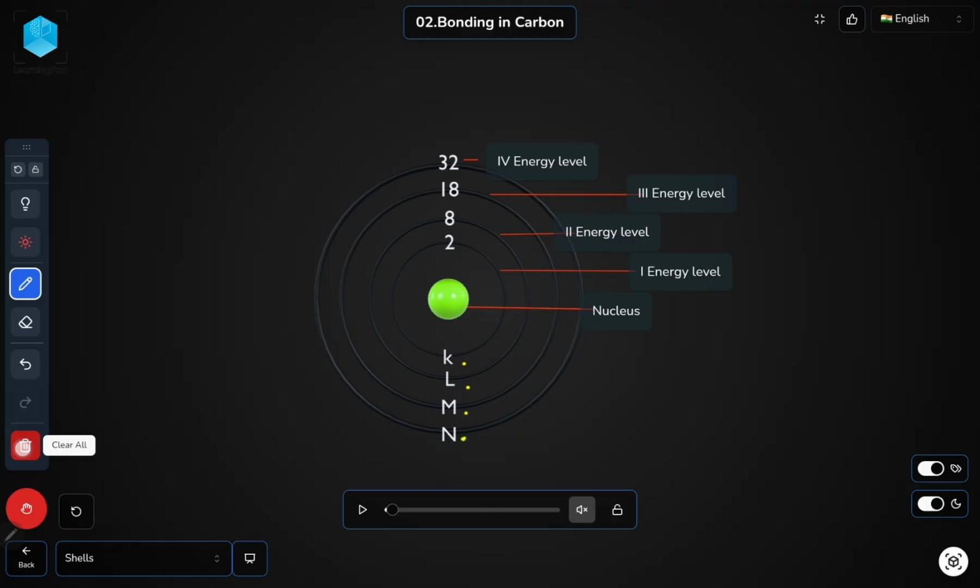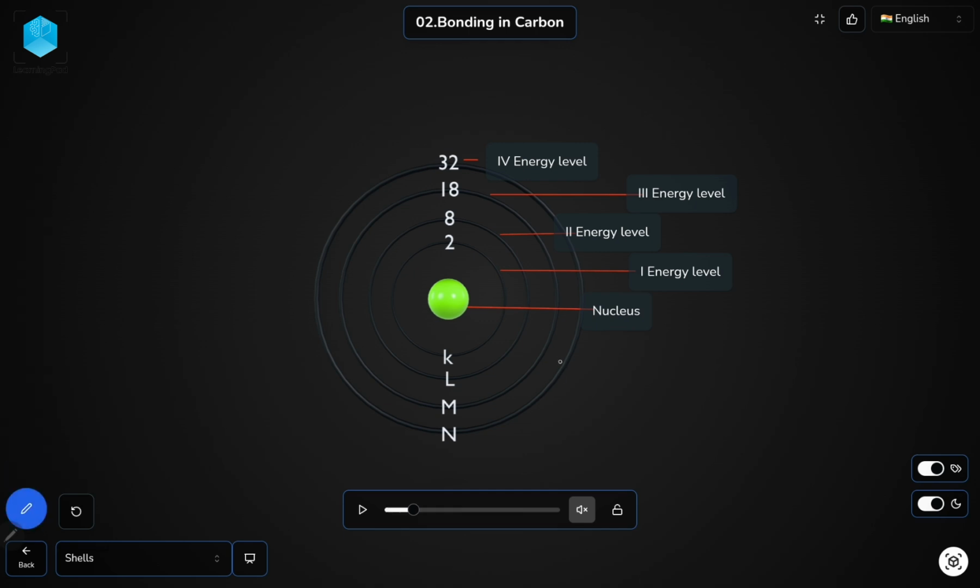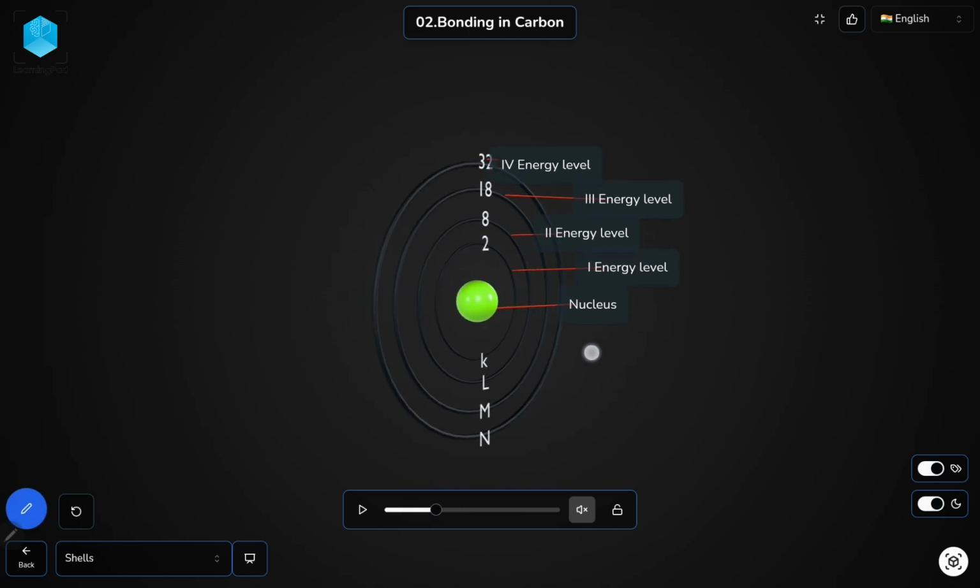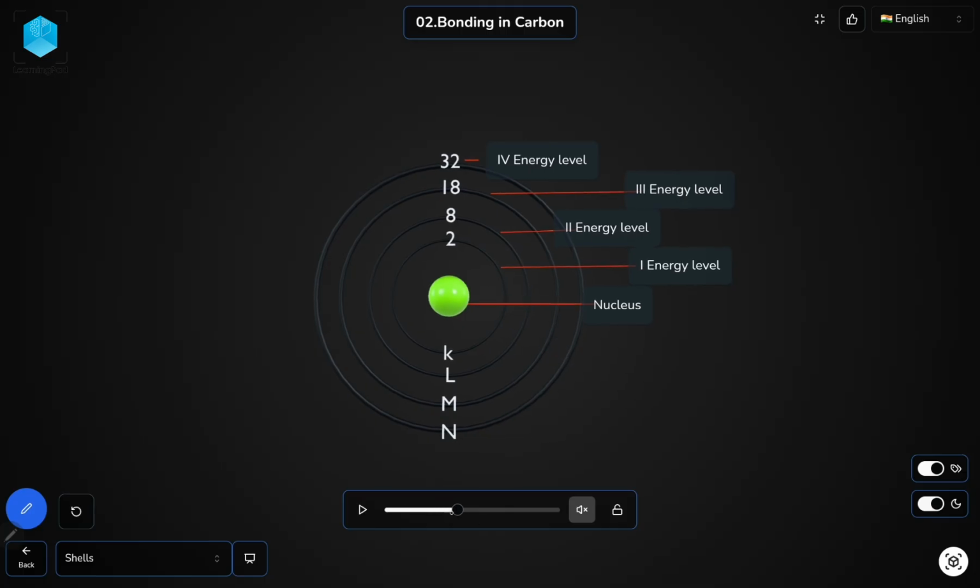So this is the structure of an atom which has nucleus in the center, and beside the nucleus are the energy levels. This is the basic structure of an atom.